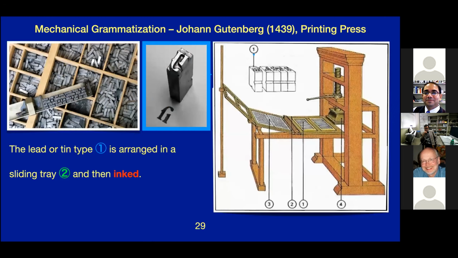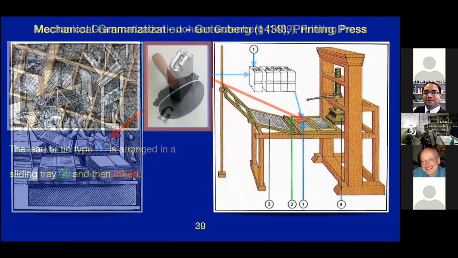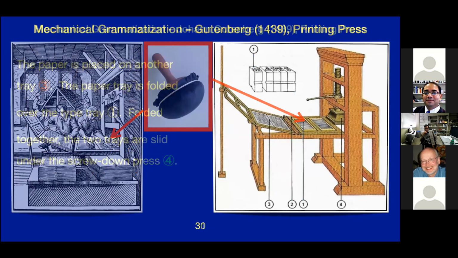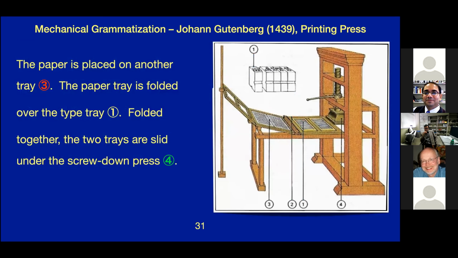The lead or tin type 1 is arranged in a sliding tray 2 and then inked. The paper is placed on another tray 3. The paper tray is folded over the type tray 1. Folded together, the two trays are slid under the screw-down press 4.